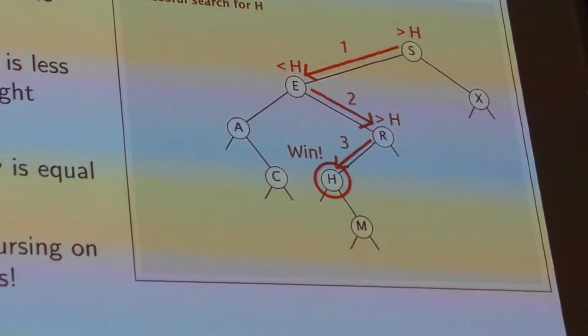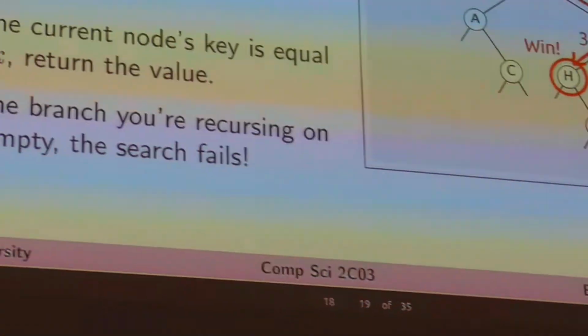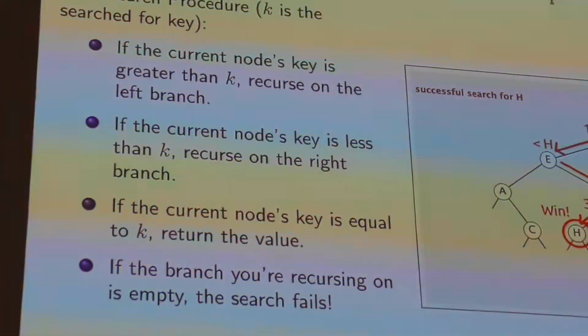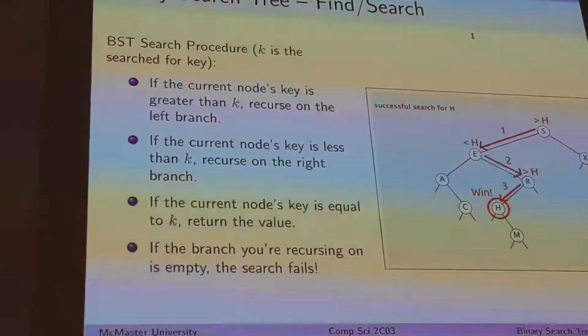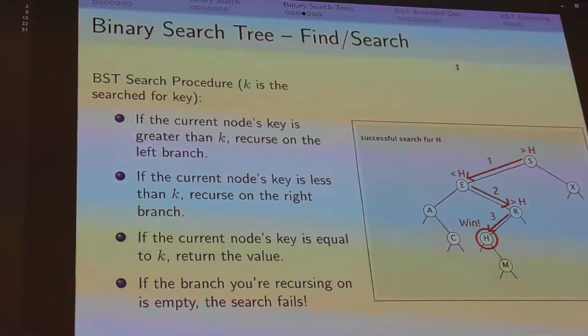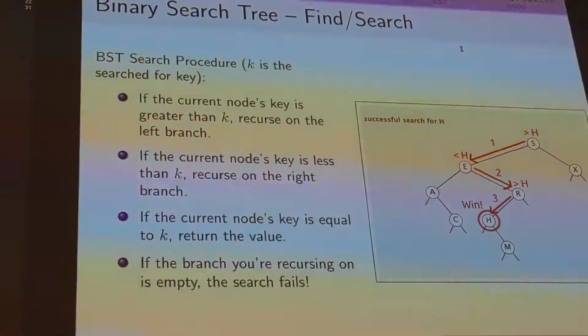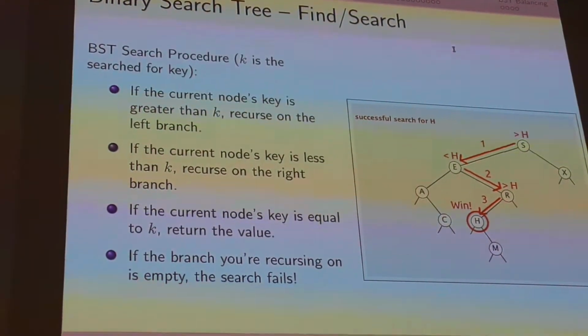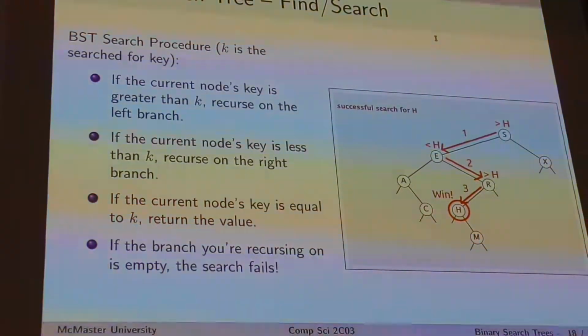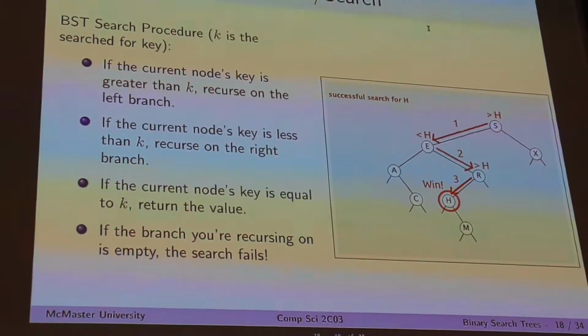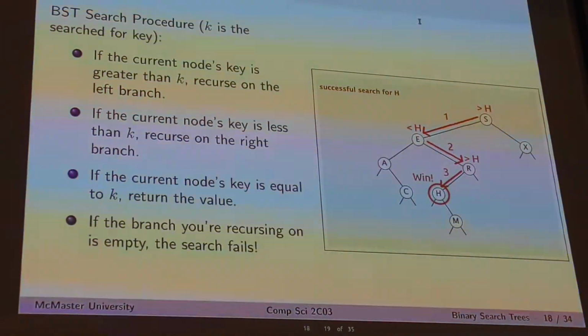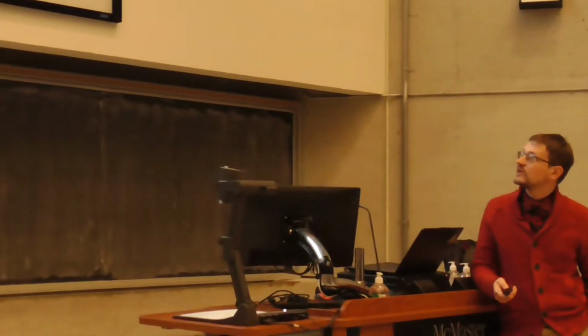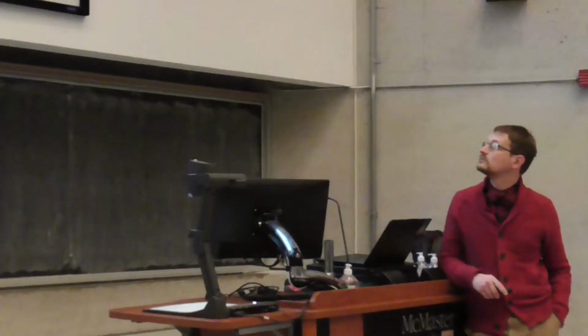Right? So, if the current node's key is greater than K, recurse on the left branch. If the current node's key is less than K, recurse on the right branch. If the current node's key is equal to K, return the value, or whatever value you're interested in. If this is a symbol table, you would be returning the value in the key value pair, right? If the branch you're recursing on is empty, then the search has failed.